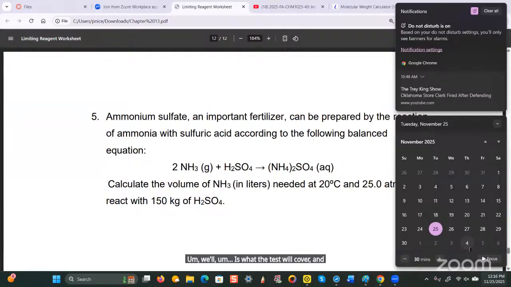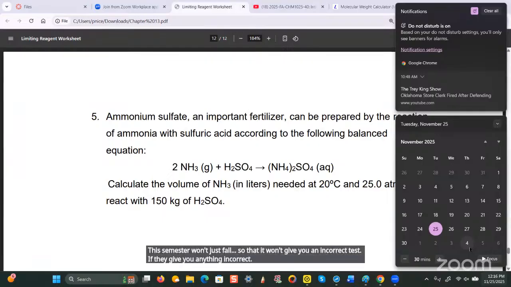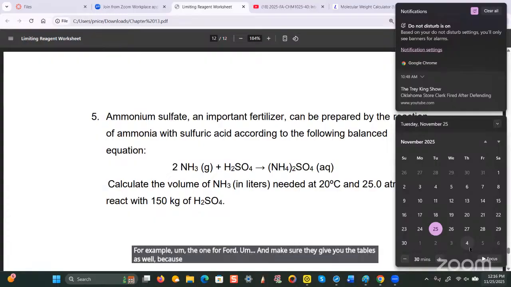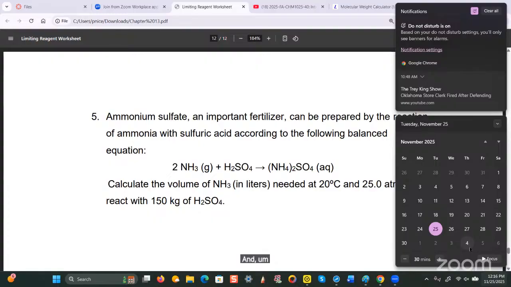And make sure, again, as I said to you the last time, that the cover page of the test has this semester, which is fall 2025, so that they don't give you an incorrect test. If they give you anything incorrect, just speak up and let them know that you're supposed to do, for example, the one for fall. And make sure they give you the tables as well, because I have a student who said that they didn't get the tables. And as far as the final exam is concerned, that would be on December 9th.